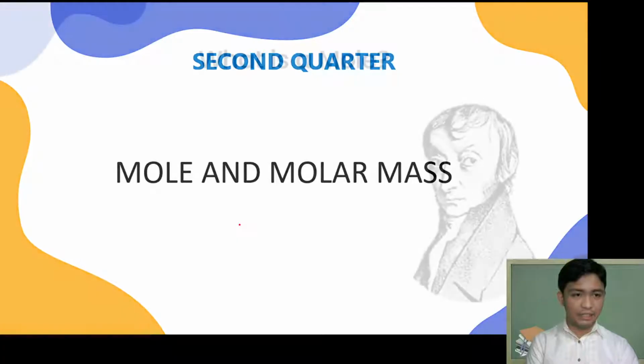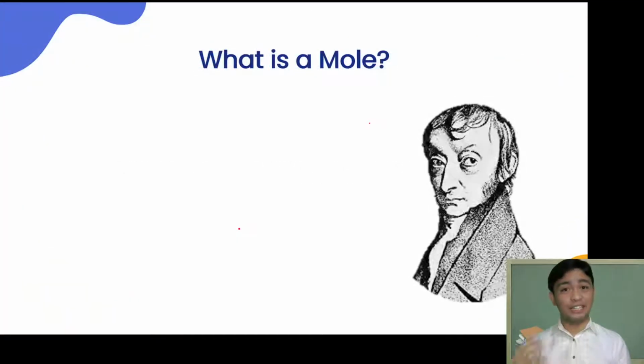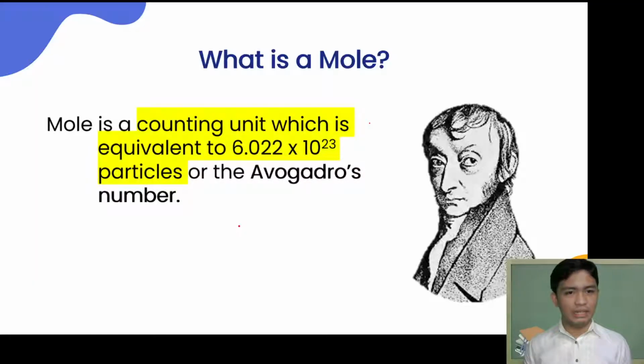So kanina sa ating introduction, nalaman natin yung translation ng mole sa Tagalog. But definitely, that is not what mole means in the context of science or chemistry. Ano bang ibig sabihin ng mole? So mole is actually a counting unit which is equivalent to 6.022 times 10 raised to 23 particles, or this 6.022 times 10 raised to 23 particles, this is referred to as the Avogadro's number.